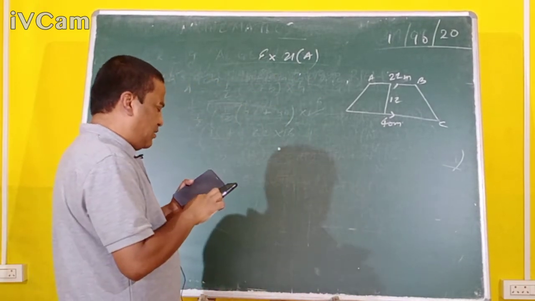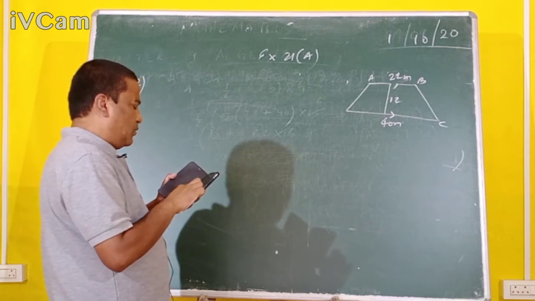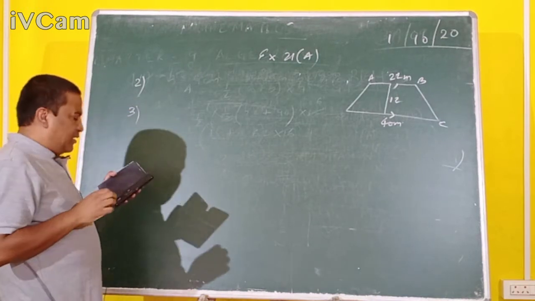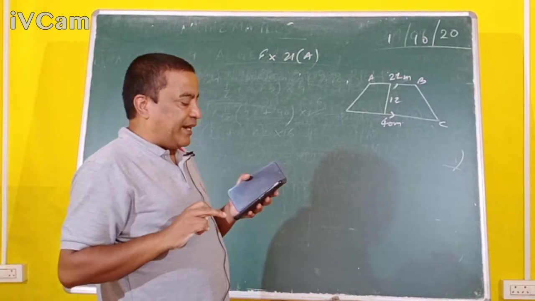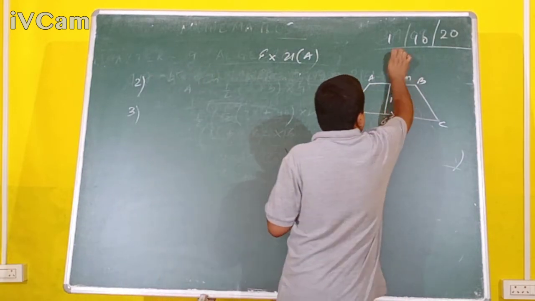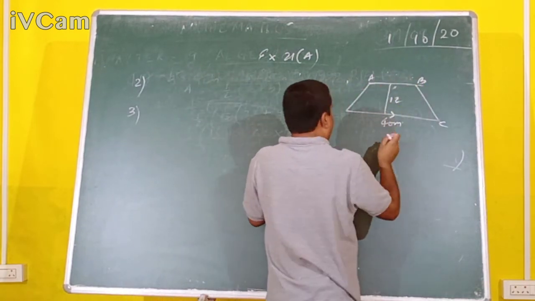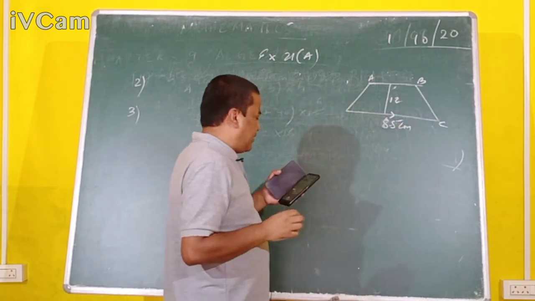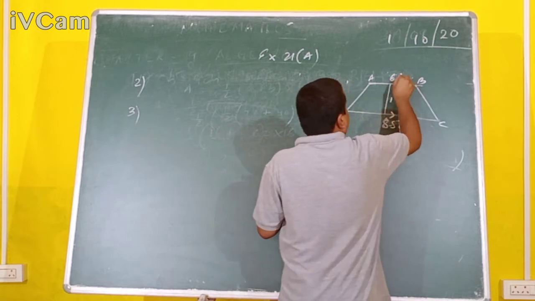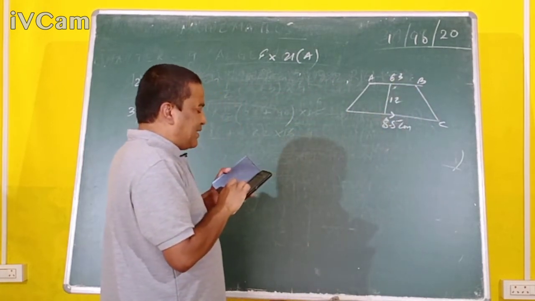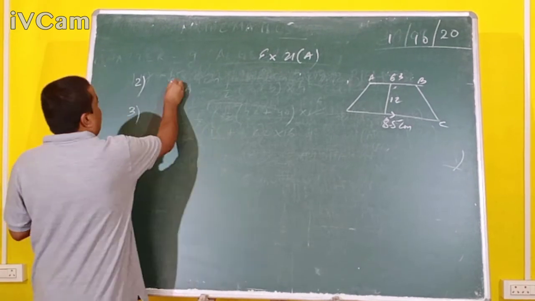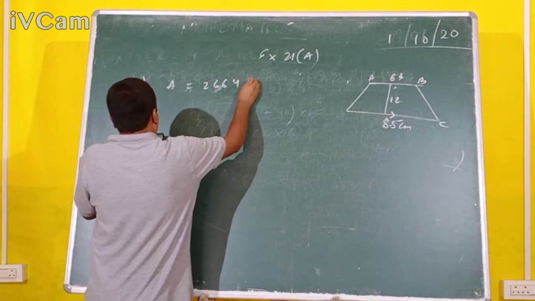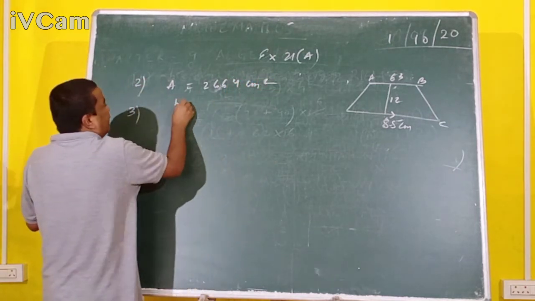After that, we'll do question number 3. Two parallel sides of a trapezium are 85 centimeter and 63 centimeter. So you can take 85 and 63. And its area is given as 2664 centimeter square. So obviously you have to find the height.